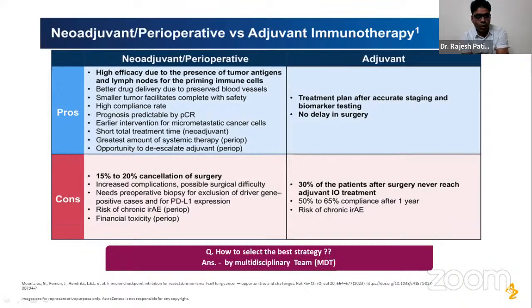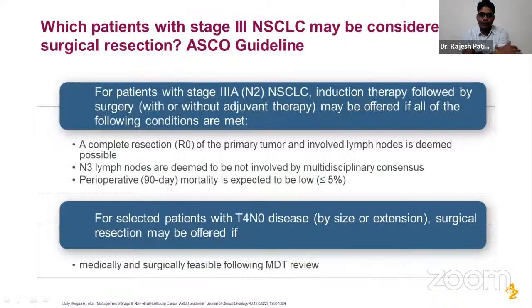But if you look at the cons of neoadjuvant therapy, around 15 to 20% of patients cancel surgery. If upfront we tell them surgery, maybe most of them will undergo surgery, but there is a cancellation of surgery in 15 to 20% of the patients, maybe because some of them would have a good response. And if you look at the cons of adjuvant therapy, 30% of the patients after surgery never reach adjuvant immunotherapy treatment despite proper counseling.